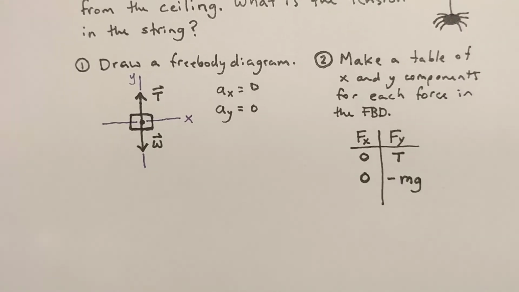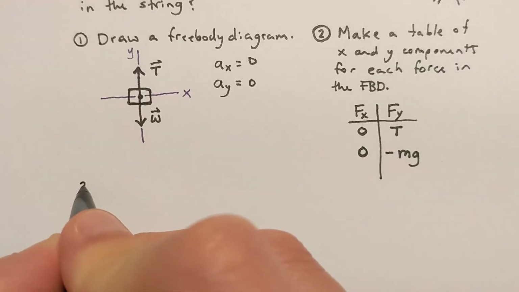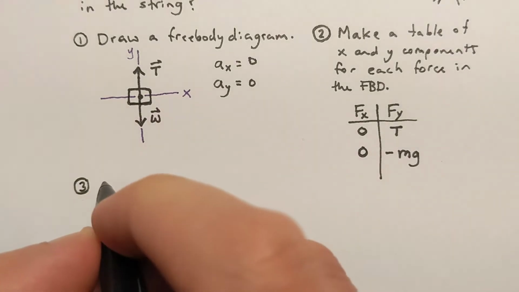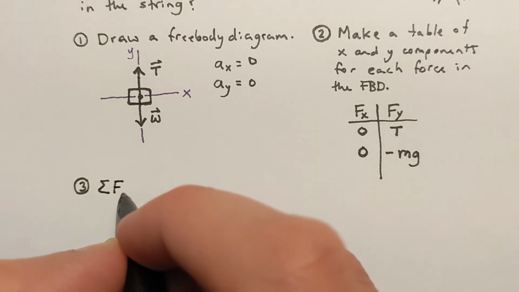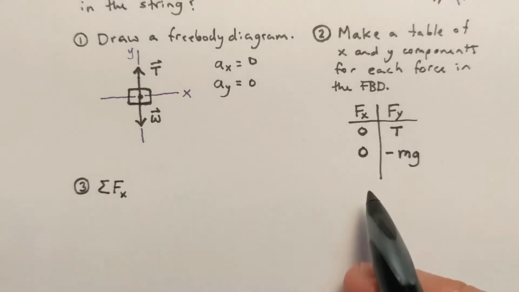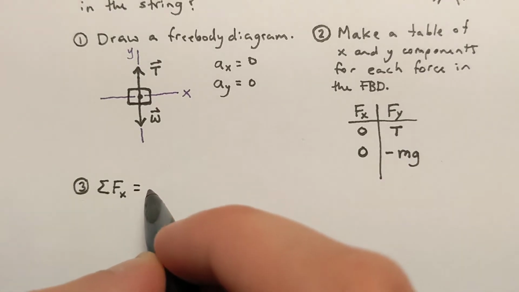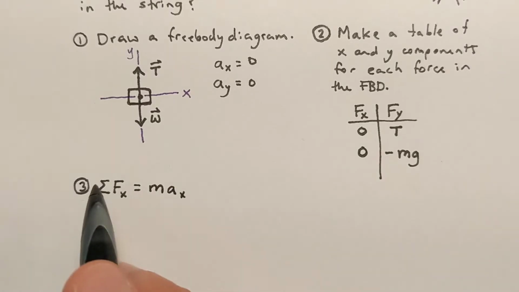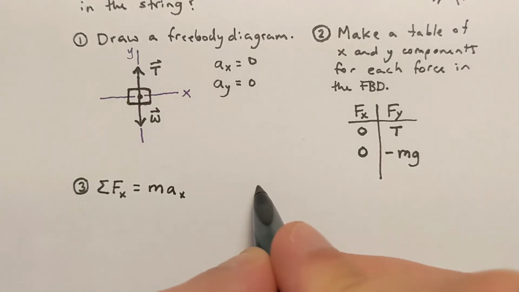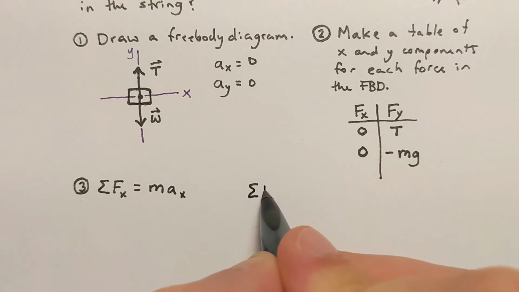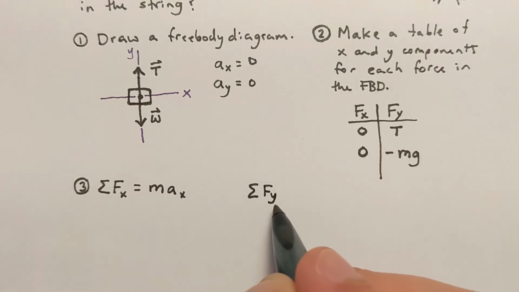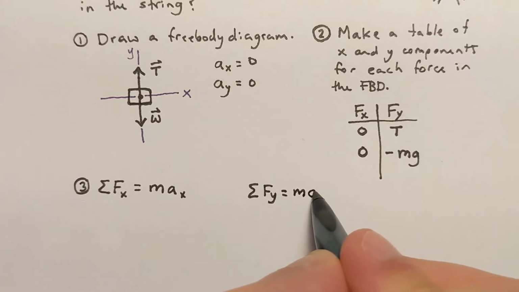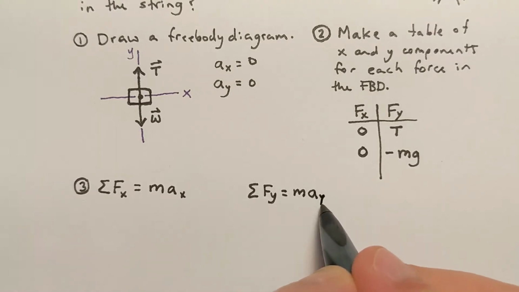Okay, now that we have our table, step 3 is going to be to apply Newton's second law. So we're going to add all of the forces in the x direction here in our table and set it equal to mass times acceleration in the x direction. That's Newton's second law in the x direction. And we're going to do the same thing for the forces acting in the y direction. The sum of the forces along the y direction is going to be equal to the mass of the spider times the acceleration of the spider in the y direction.